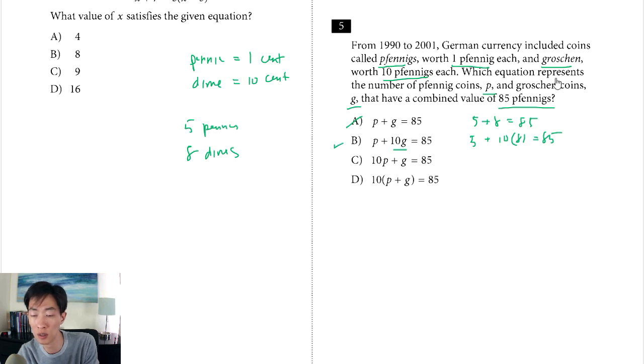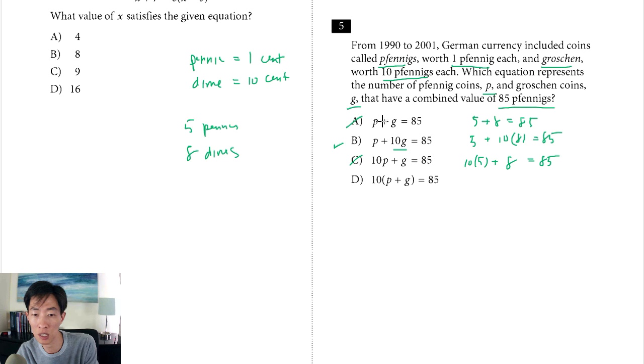Let's just check the others to see that we understand them. 10 times 5 plus 8 dimes equals 85 cents. So automatically we know that 50 plus 8 is not 85. The reason this equation doesn't work is because by having 5 pennies and multiplying it by 10, you're assuming that the pennies are worth 10 cents and that the dimes are worth 1 cent each. So that equation doesn't make sense, and the numbers also don't work out.